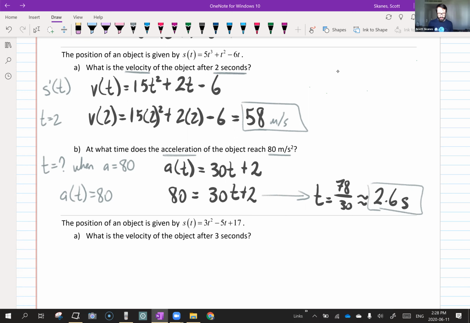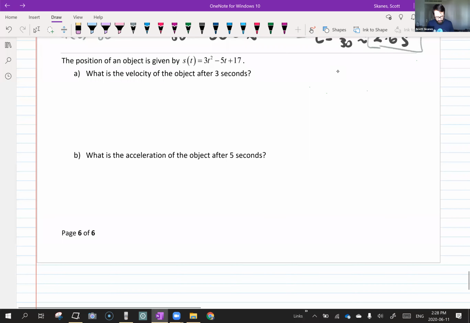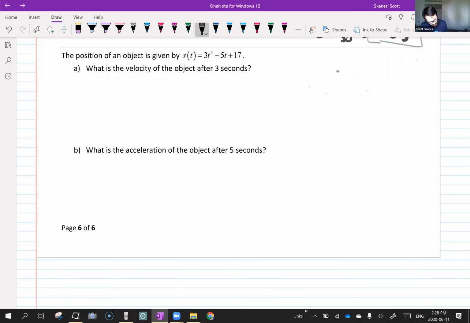All right, we're almost done. We might as well finish it. This one's an even much faster one. What's the velocity of the object after 3 seconds? The velocity is the derivative of the position. 18 minus 5, 13.